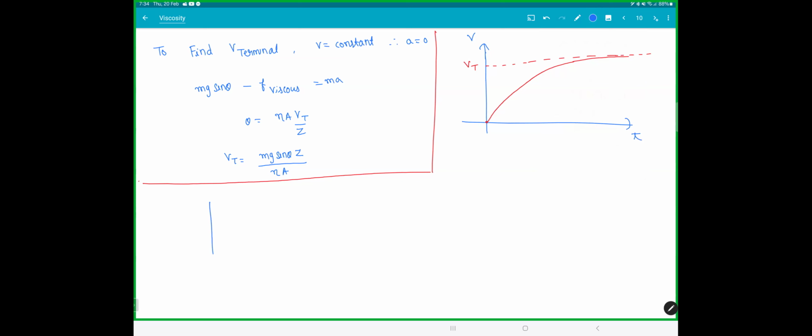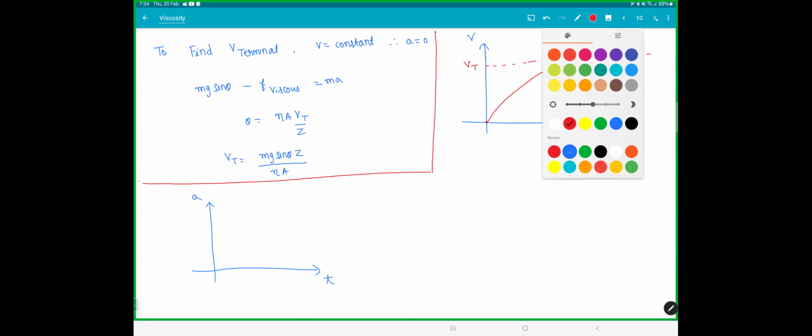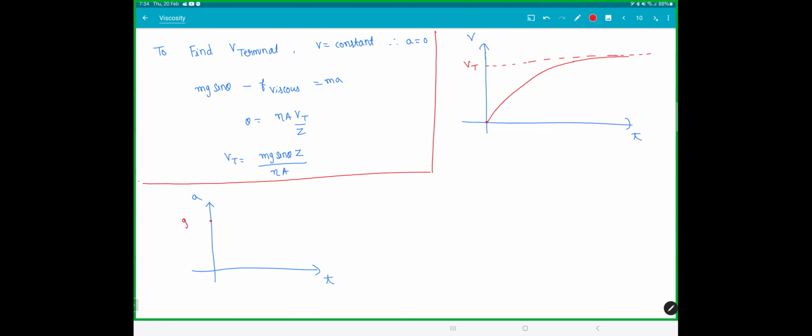How does an AT graph look like? Your initial acceleration is g sin theta. There's no viscous force, then it decreases, decreases, decreases. You will tend to 0, but you'll never be 0. Because at infinity, your acceleration is 0. So it will be a decaying function there. How will an XT graph look like? That is the most interesting one.